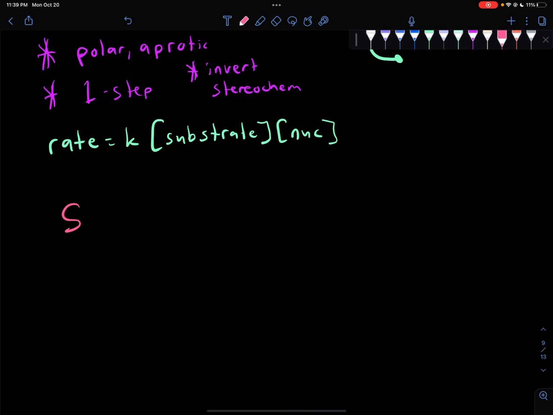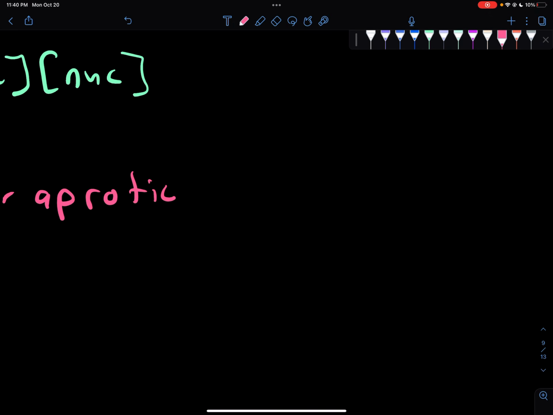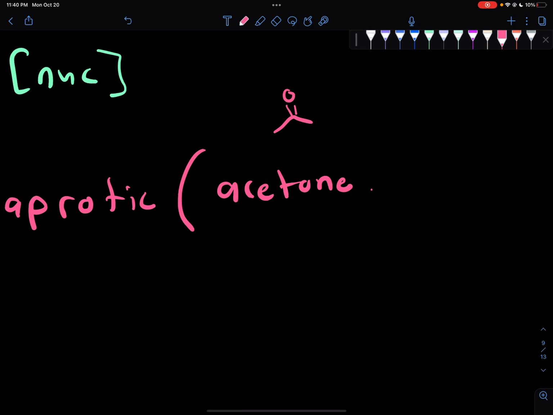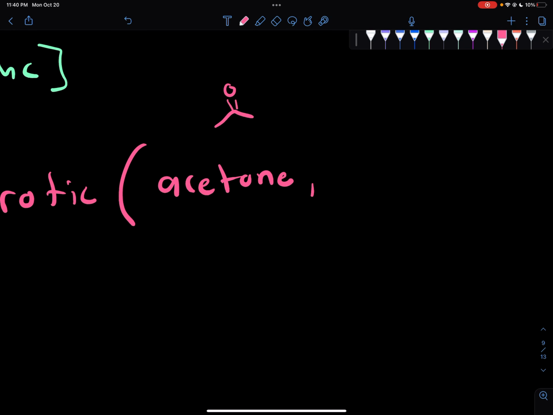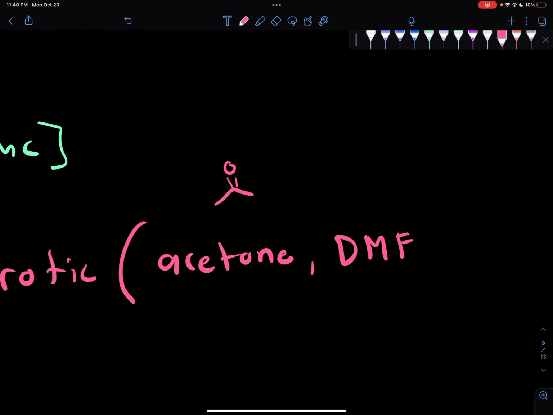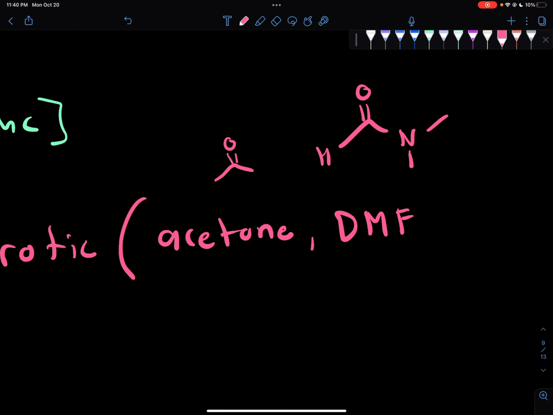So SN2 likes polar aprotic. Examples of this are acetone, which looks like this. There's also DMF, which looks like this. You don't have to know what they look like, I'm just flexing on you. So you have acetone, DMF, and whatever else there is, right?